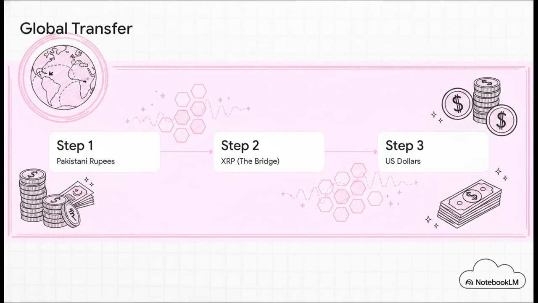Imagine you're sending money internationally, starting with Pakistani rupees. Instead of a bank needing to hold pre-funded accounts in every currency around the world, they can instantly swap those rupees into XRP. That value moves across the network in mere seconds, and then it's instantly converted into US dollars on the receiving end. It really takes this abstract concept of digital liquidity and makes it incredibly tangible.